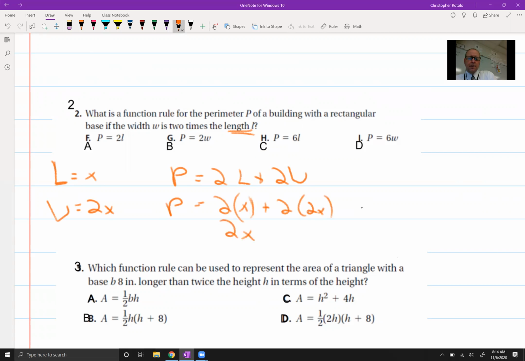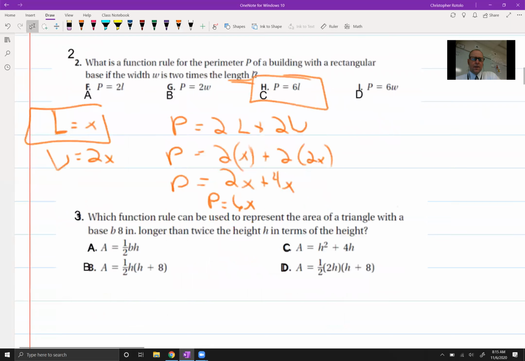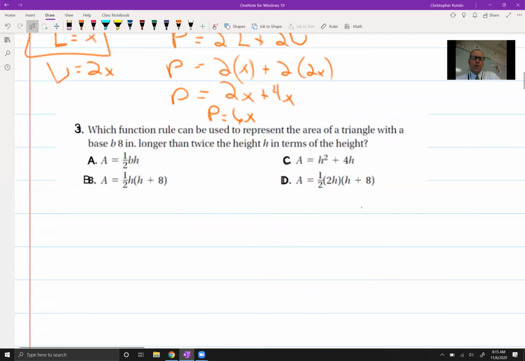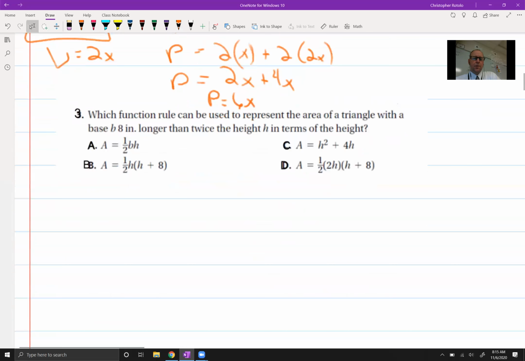All right, so if I'm able to use the perimeter equals 2L plus 2W, I know that L is just x plus 2 times 2x because the width is double that. Then we can start to finish some of these things up. So this is 2x plus 4x. So that means the perimeter should be 6x. And for our equation, x to translate back was L. So we're looking for 6L. There it is in H or C.